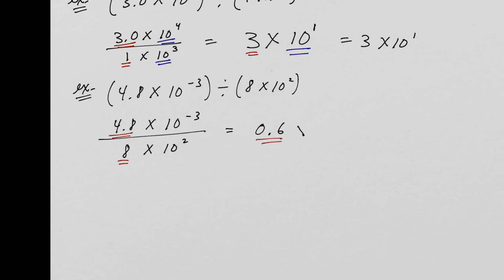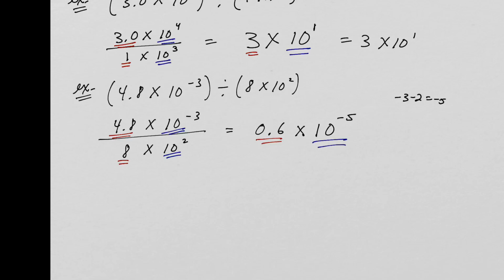And then times, now I have to do the powers. Well, how do I do the powers? The rule is if I have the same base and I'm dividing them, I keep the base. So I keep the 10. And then I subtract the exponents. So be careful here. I'll do it on the side here. Negative 3 minus 2 is a negative 5. So this is a negative 5. Now, are we done?